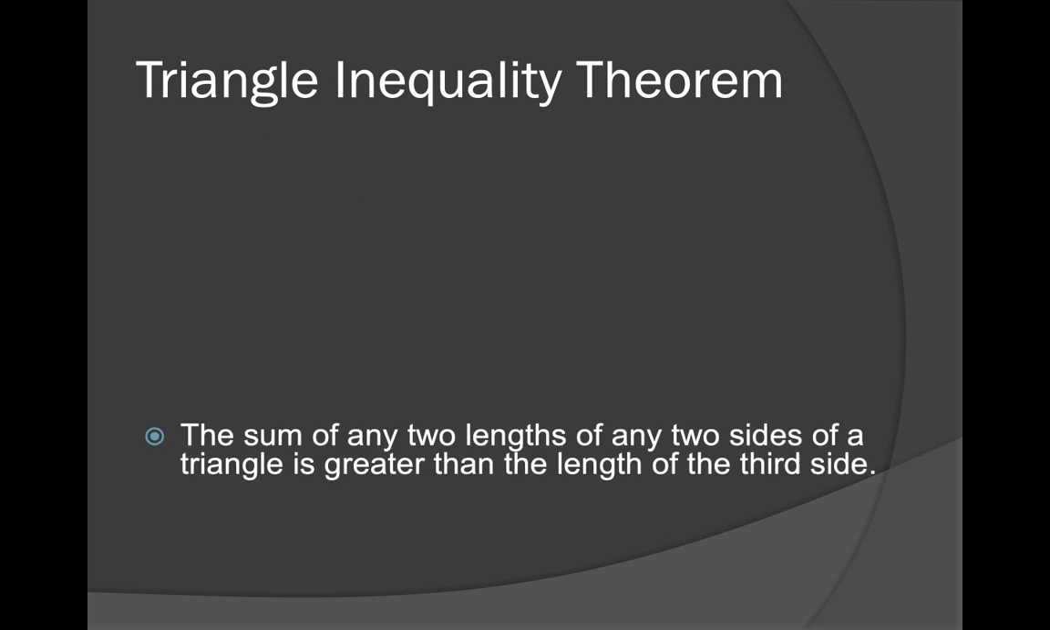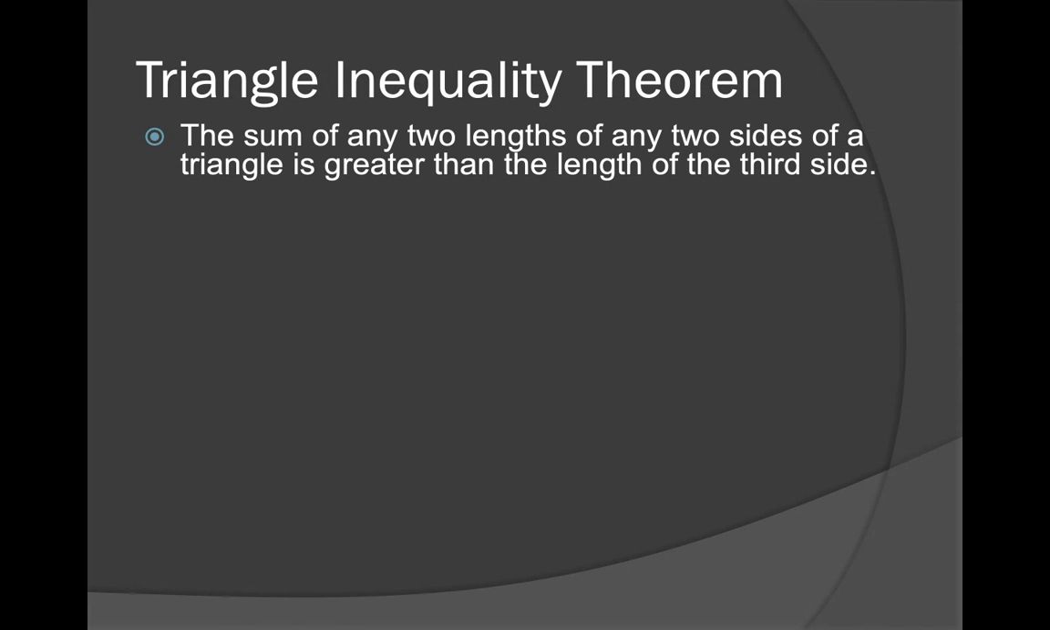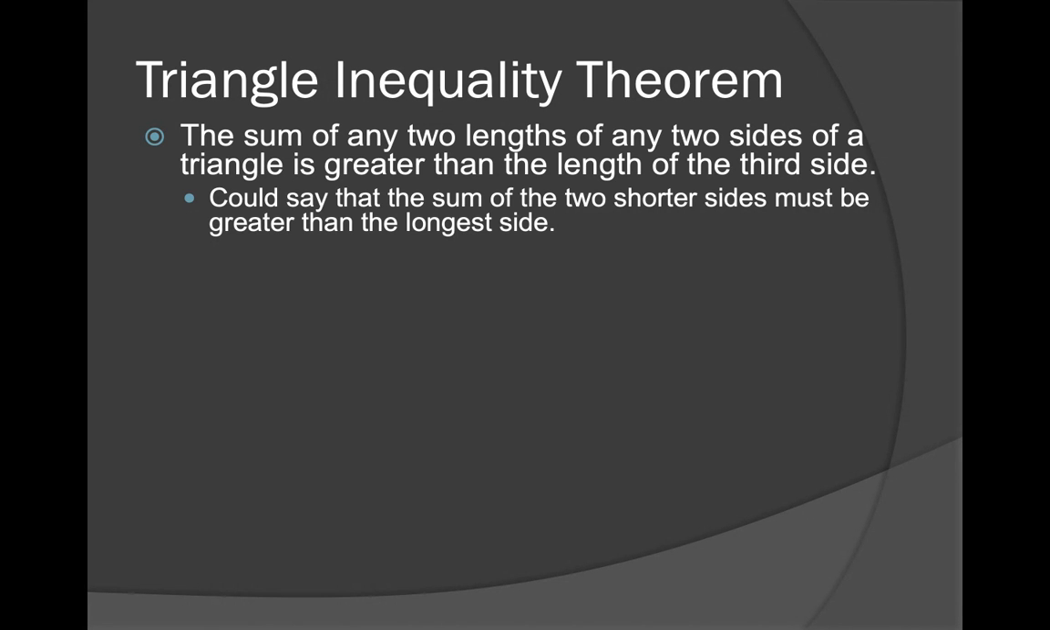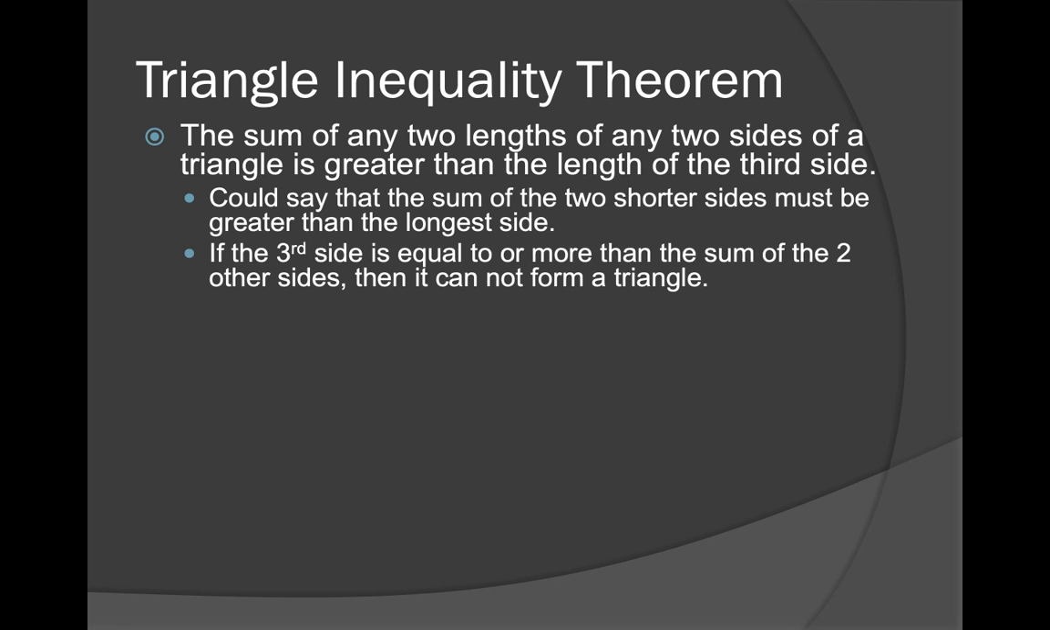So the triangle inequality theorem is actually not too crazy. It says that the sum of the lengths of any 2 sides of a triangle is greater than the length of the third side. So it could say that the sum of the 2 shorter sides must be greater than the longest side. It's just a different way to word that, maybe in simpler terms.